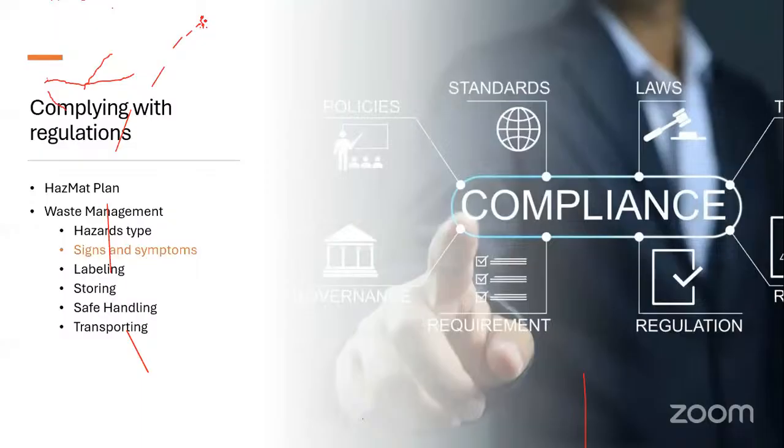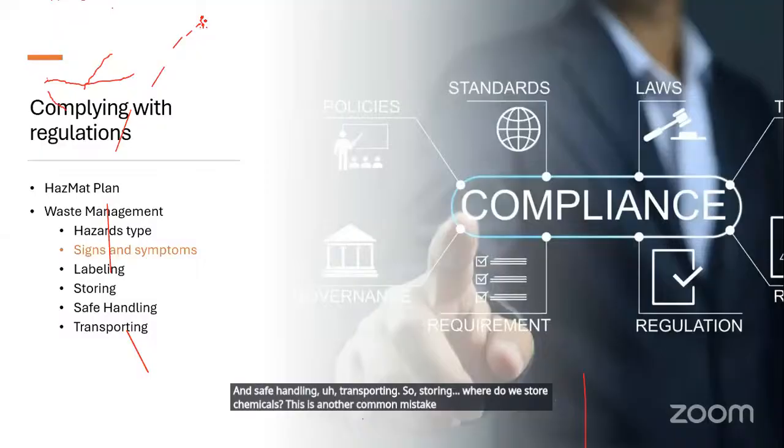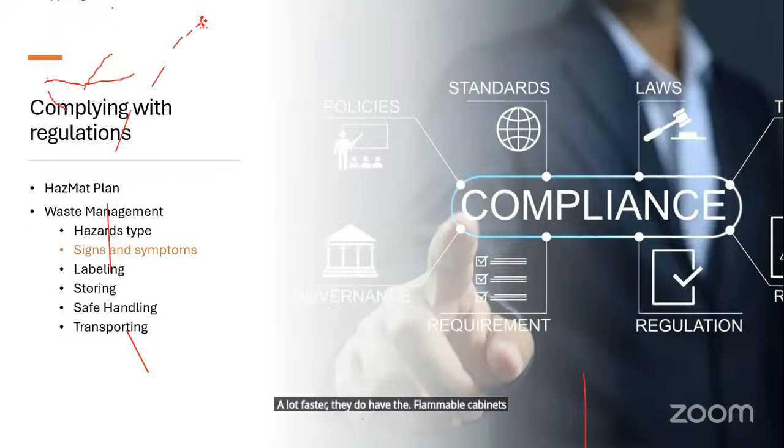Storing: how to store chemicals, where to store them, and safe handling and transporting. So, where do we store chemicals? This is another common mistake, another finding we have in most hospitals. A lot of hospitals do have the flammable cabinets, the yellow cabinet that you see, and that's great. But when we open it, you find it's full of corrosives or full of regular supplies. So they don't store flammables in it.